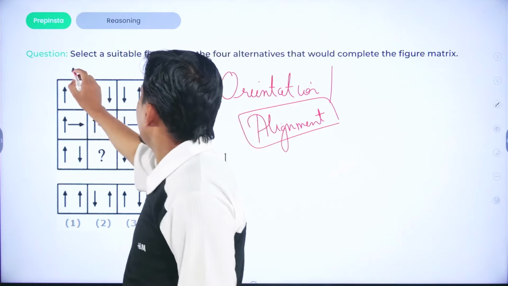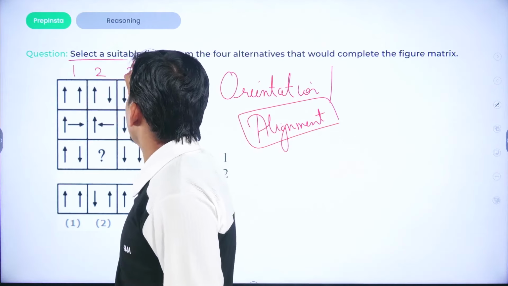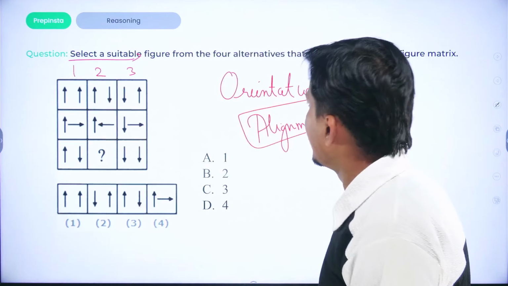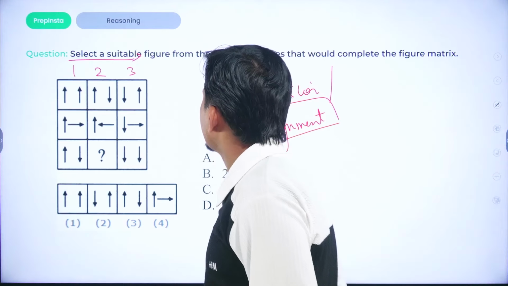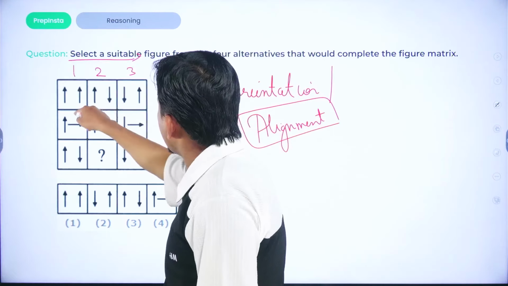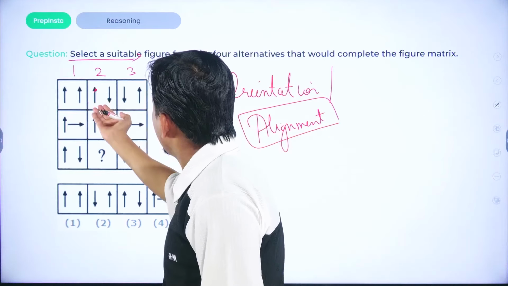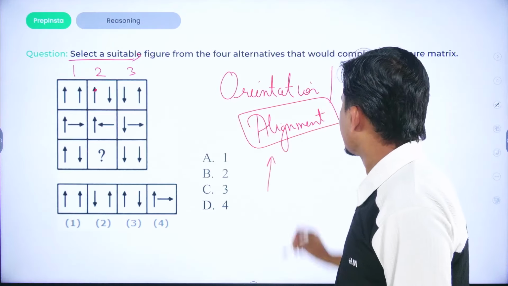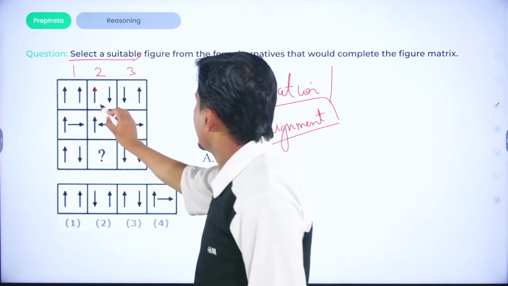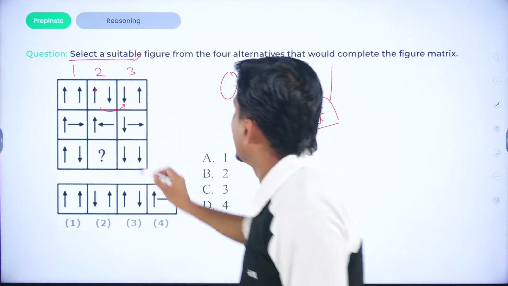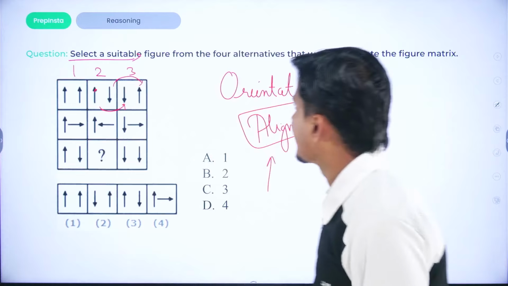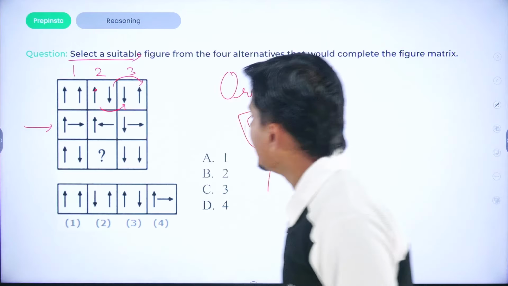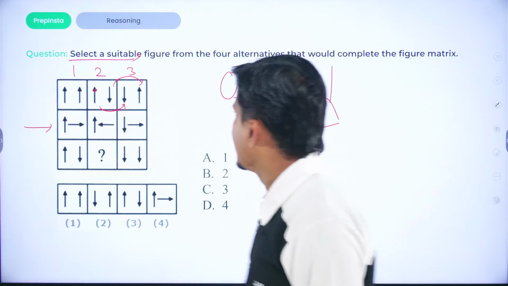In the second figure, if we just go from left to right, the orientation of the second arrow is reversed, and in the third figure, the orientation of both the arrows got reversed. This particular arrow is towards the top, so it becomes downwards. This is the first arrow now, so this becomes downwards, that is, it becomes reversed, and the second arrow is also being reversed here.